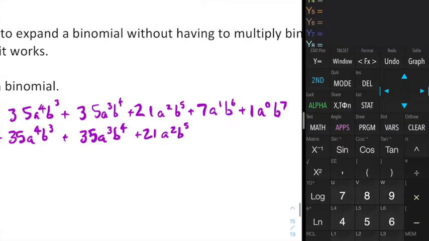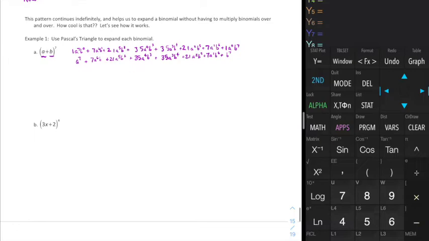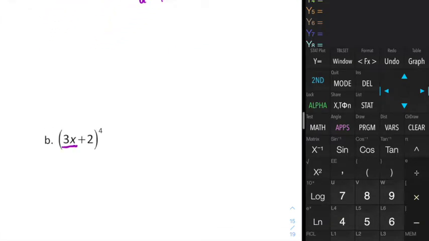I guess I could have copied and pasted, but oh well. This last one, instead of writing 1a to the 0th, I'm just going to write b to the 7th like that right there. So that would be what happens if you FOILed out a plus b to 7 times. So here's where it gets a little bit more interesting, when your A thing is going to be 3x, and then your B piece is going to be 2.